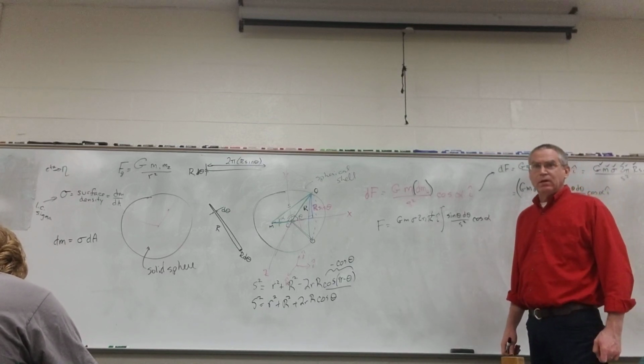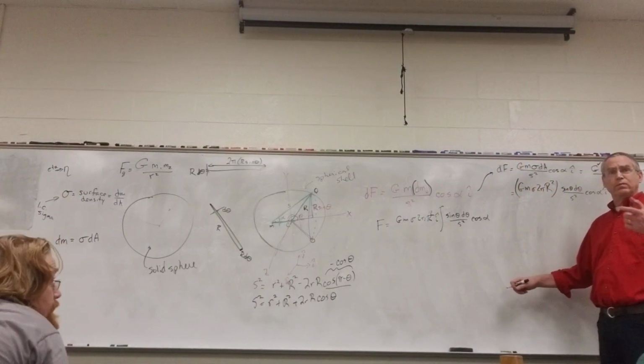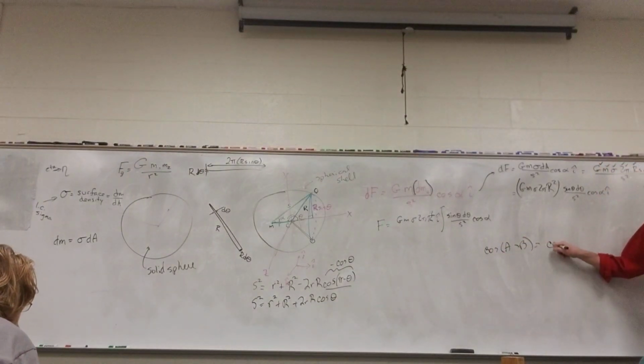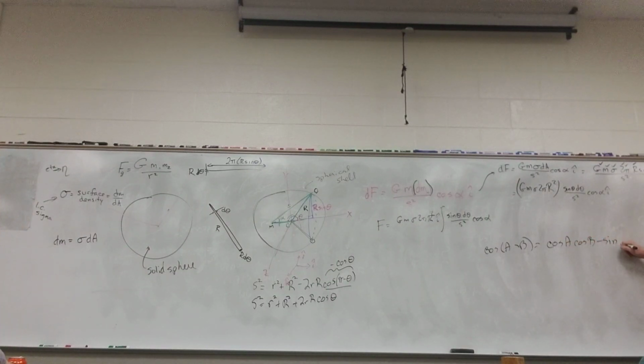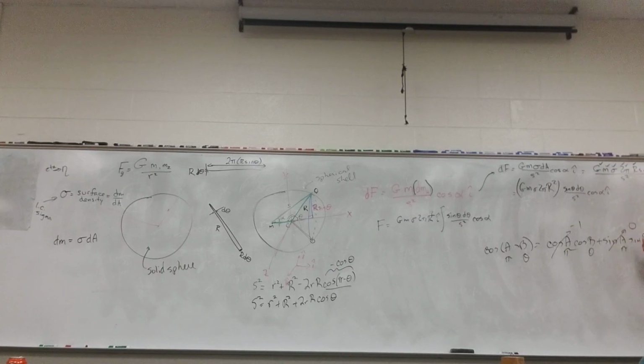How did that go to negative cosine θ? Why is that negative cosine θ? Cosine of a minus b is cosine a cosine b plus sine a sine b. So this is π and θ. Cosine of π is negative 1. Sine of π is 0. So that term drops out, and we'll have the negative cosine of θ.